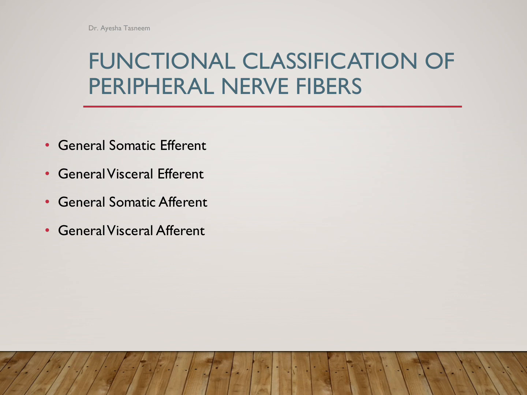Then we come to the functional classification of the peripheral nerve fibers. Firstly, we have general somatic efferent. They include motor supply of the skeletal muscles of body wall and limbs. Then we have general visceral efferent. They supply smooth muscles and glands. They are basically the autonomic nervous system fibers.